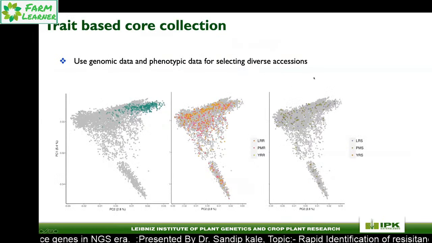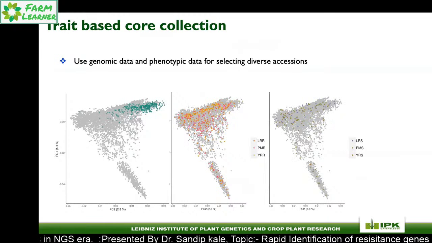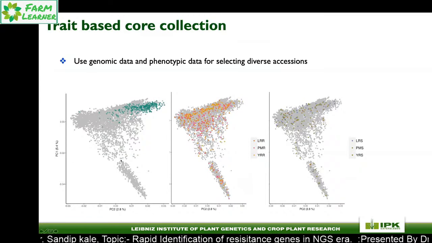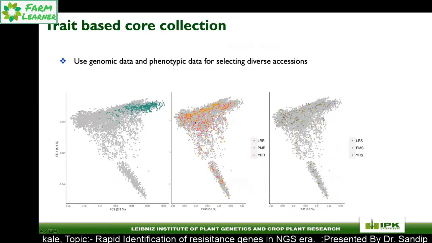But yeah, though this resistant gene enrichment sequencing is very useful, we cannot use this for sequencing 3,000 samples, so you have to identify some diverse accessions. So again, this is the use of principal component analysis. From the principal component analysis, you can select diverse accessions which cover the entire diversity also.